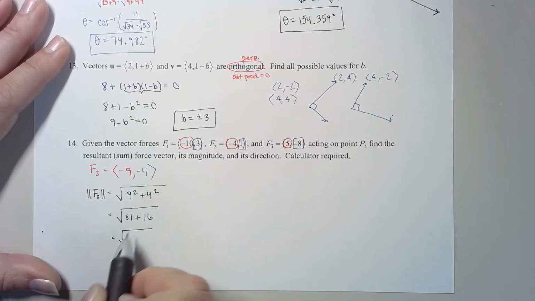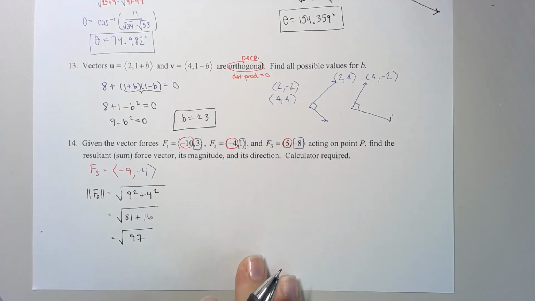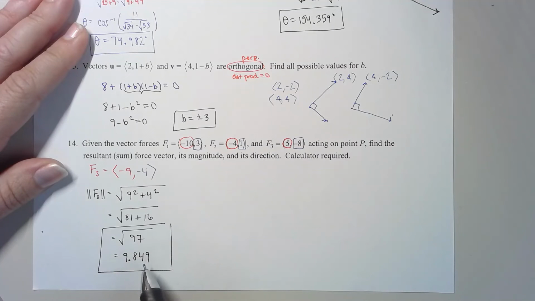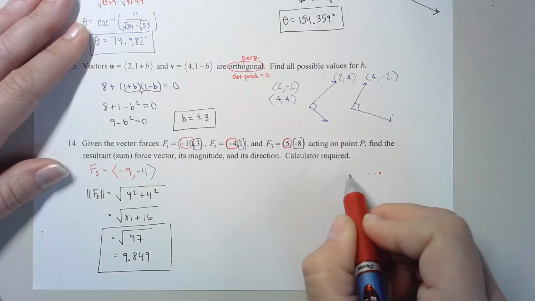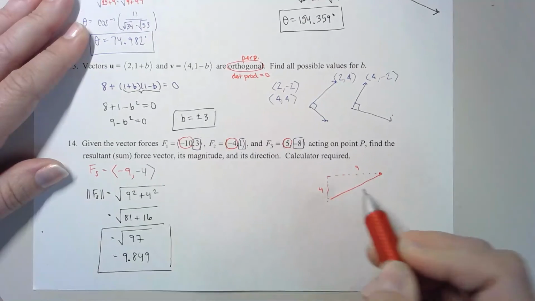Let's see, and that gives me 97. I didn't need a calculator to get that. Certainly we could turn that into a decimal. And the square root of 97 is 9.849. I think the exact value is always better, but either way. So there's the magnitude of our answer. And now we want to find its direction. I'm going to draw it. Negative 9, negative 4 goes back 9, down 4. So here's our answer.